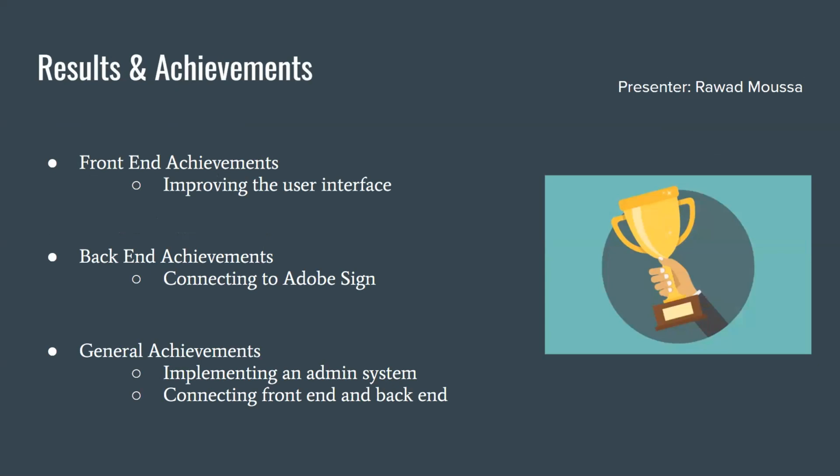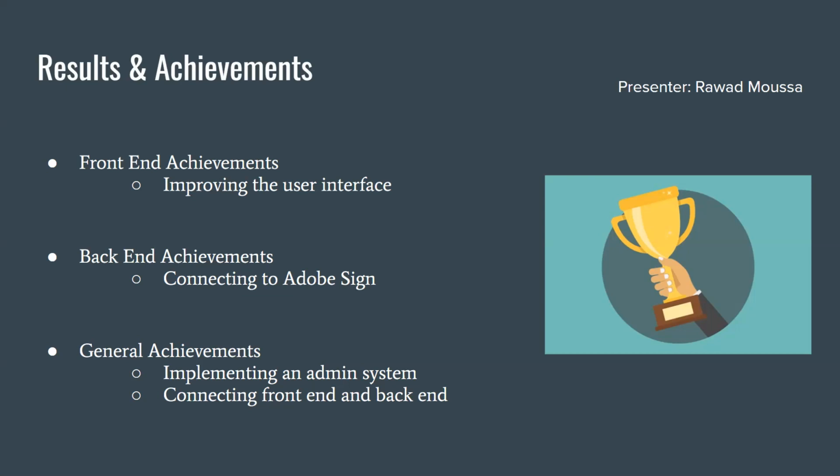Finally, I'm going to discuss our achievements and the result of our final product this semester. First, I'll discuss the front-end achievements. The front-end system now has a better user interface, which was achieved by adding attractive colors and animations and adding user-friendly elements such as steppers, drop-down menus, and search boxes. Also, the user interface now has helpful functionalities such as input validation, saving draft requests, and providing IDs for each request.